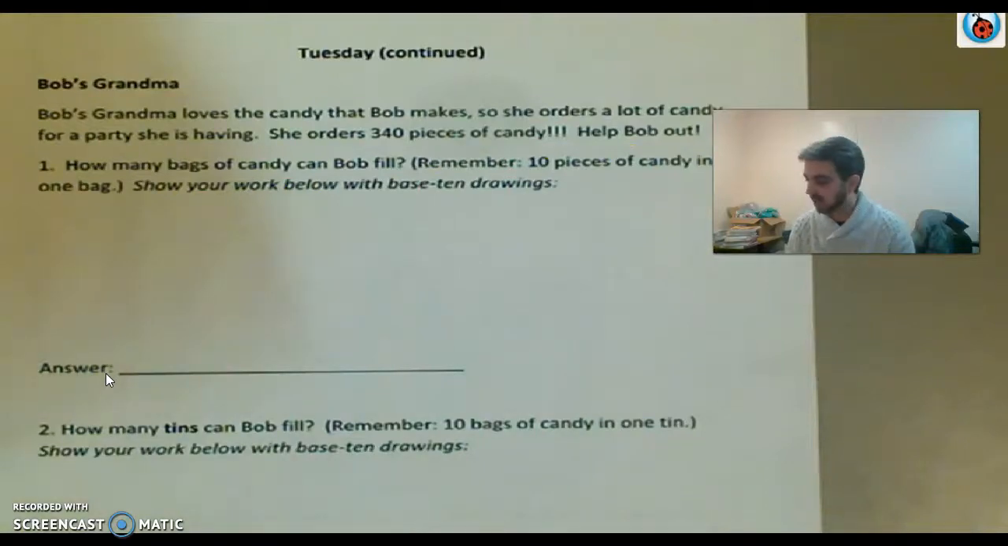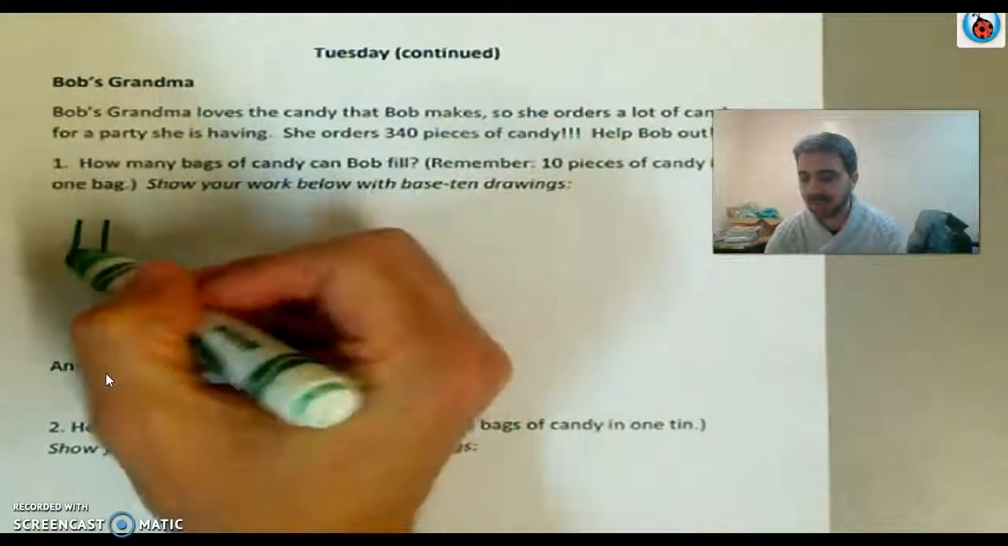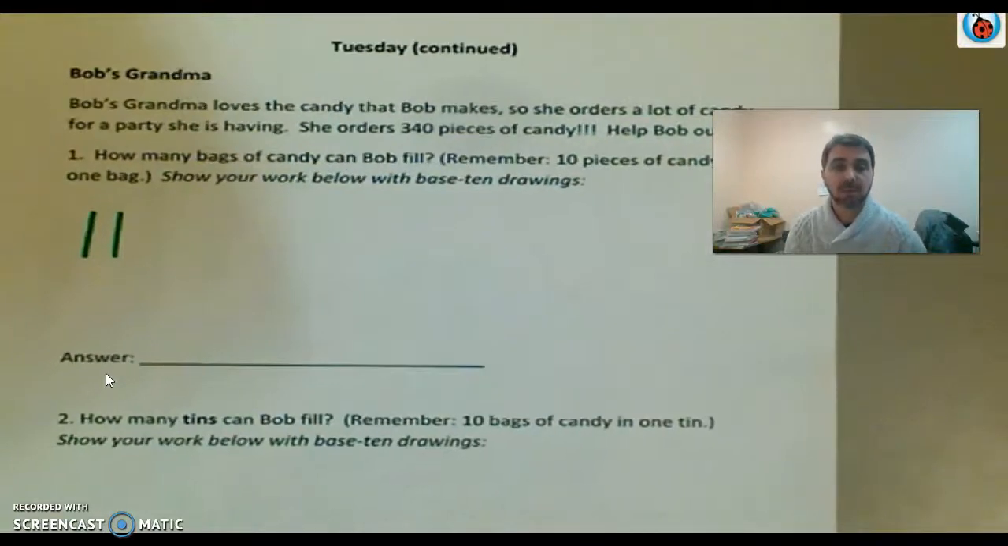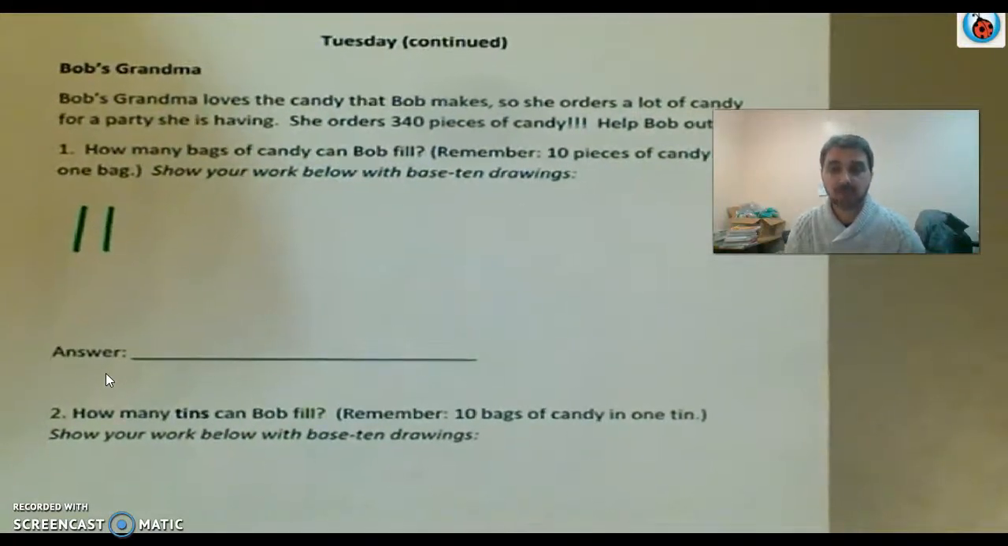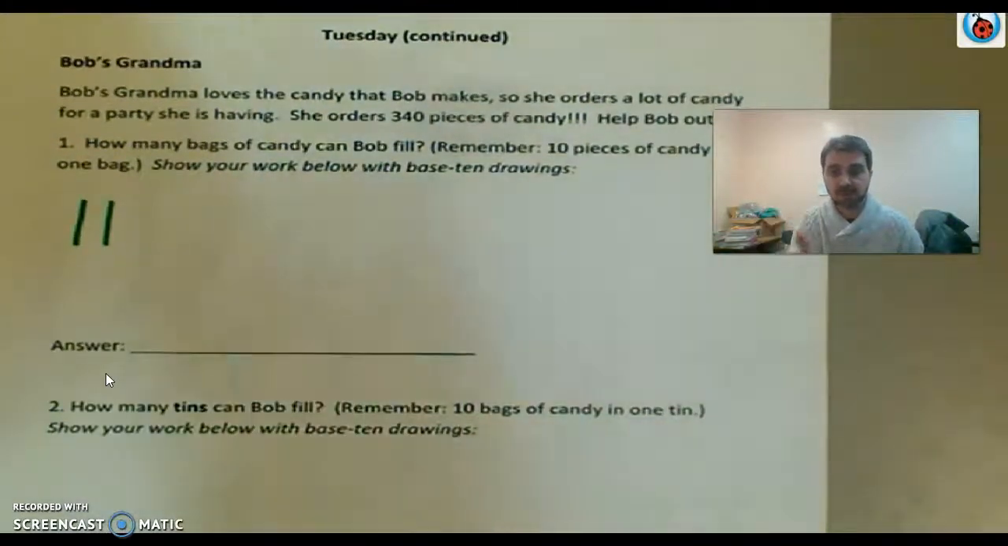Okay, so you want to start off by drawing bags. That's one bag, and that's 2 bags. That's 10, 20. See how many bags you can fill up with 340 pieces of candy. See if you can figure it out and write down your answer. So pause the video right now, spend a few minutes working on this, and come back when you're ready to talk about it. All right, I'll see you in a few minutes.